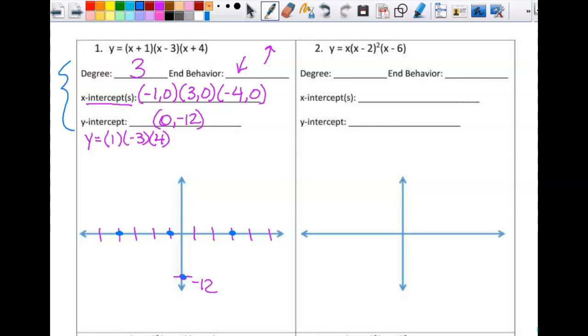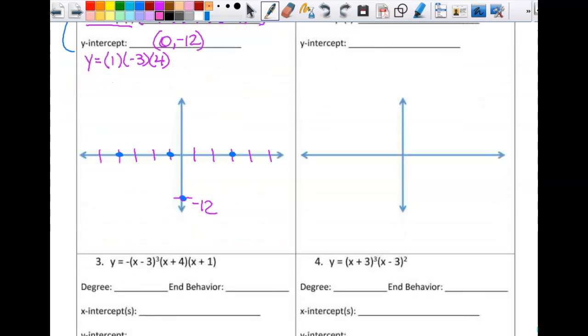Now I'm going to sketch this thing in. I know where to start because my end behavior is down up. So I'm down here. The only time you are allowed to cross the x-axis is at one of these points that you plotted. Let me show you and then do it, and then I'll have you do it.